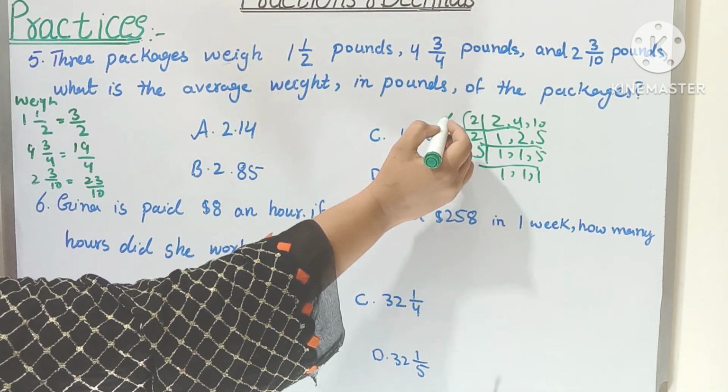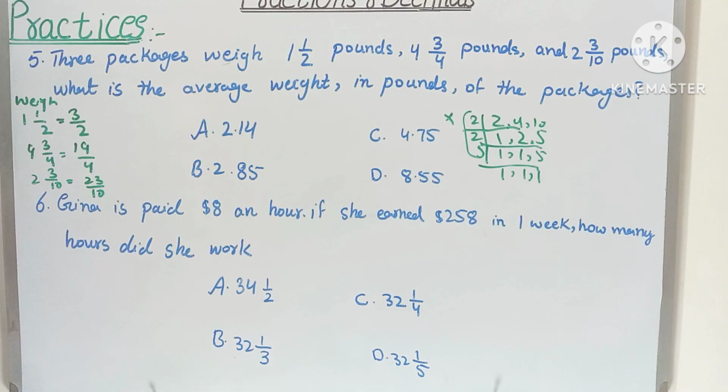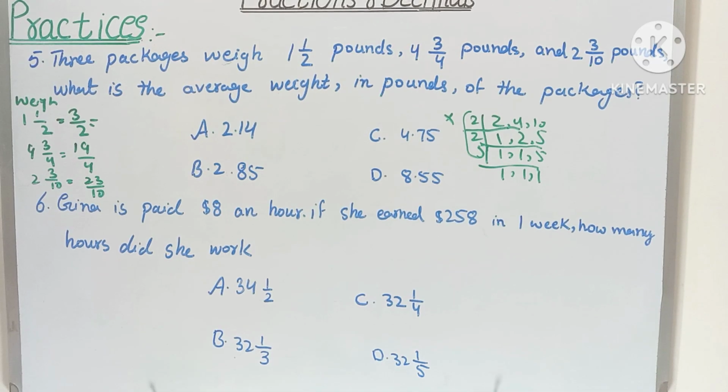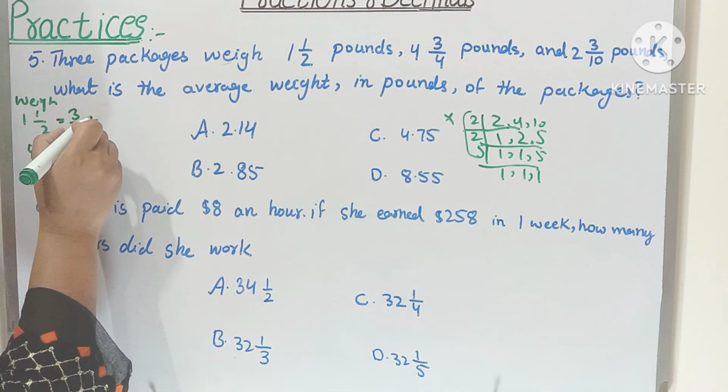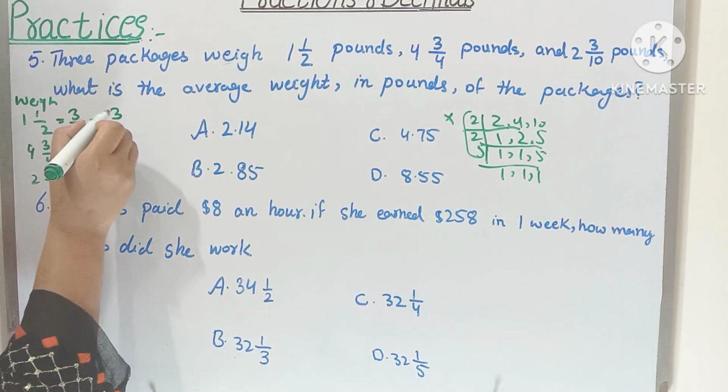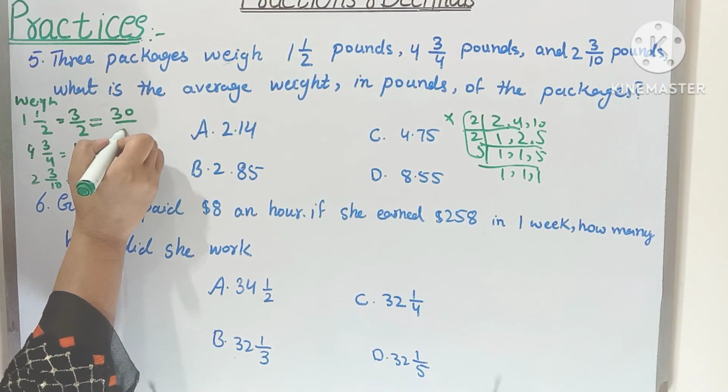Then we multiply them. 5 multiplied by 2 is 10, 10 multiplied by 2 is 20. Now we make the same denominator, converting each fraction into 20. What do we multiply to make it 20? We will multiply with 10. So it becomes 30/20.